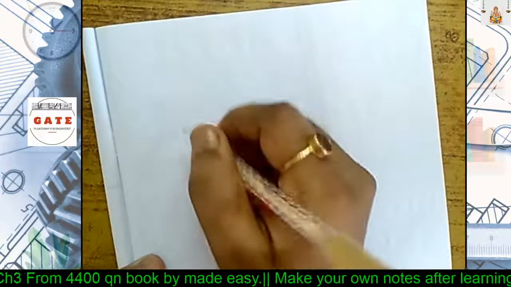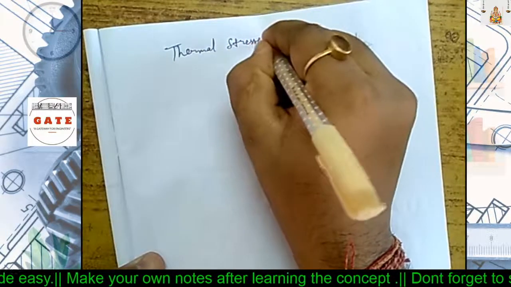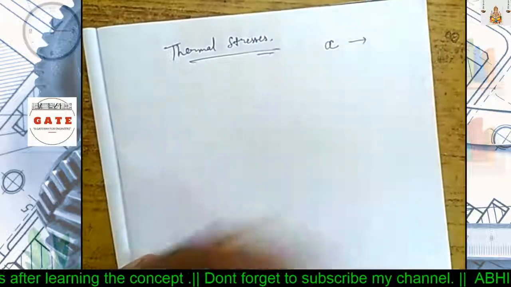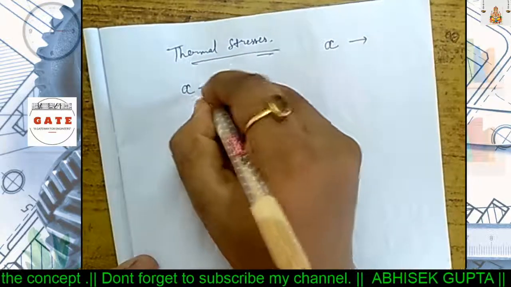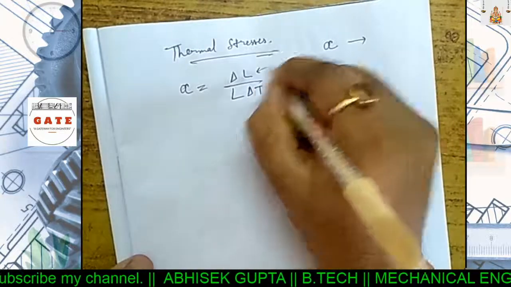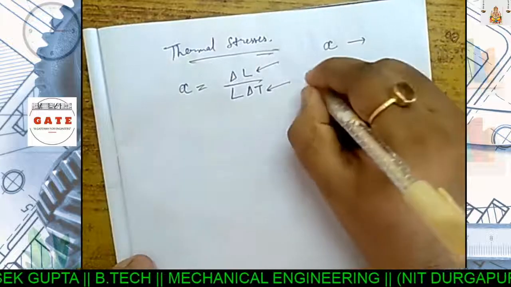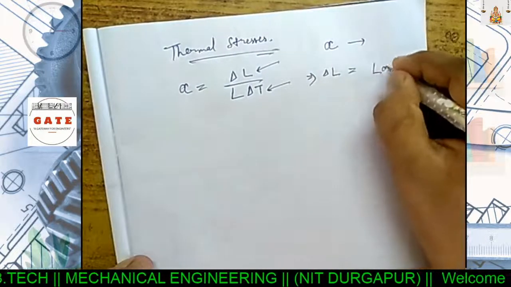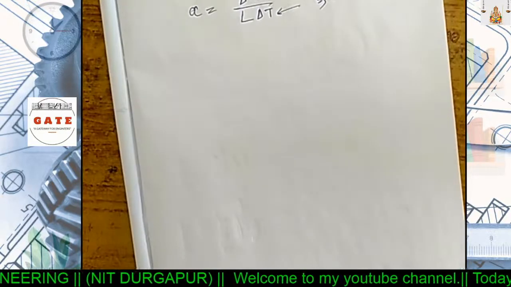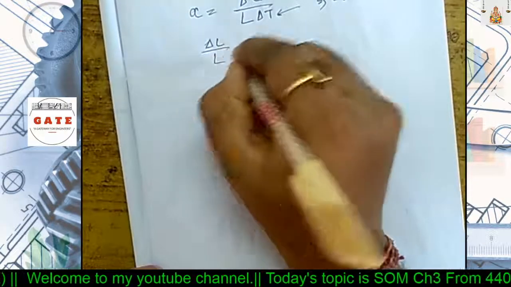So for thermal stresses, see here. If alpha is the coefficient of thermal expansion, then alpha is given as delta L upon L delta T. Delta L is the change in length, delta T is the change in temperature. So from this equation we get delta L equal to L alpha delta T. Here the strain is given as alpha delta T.